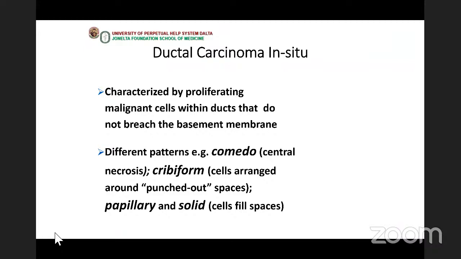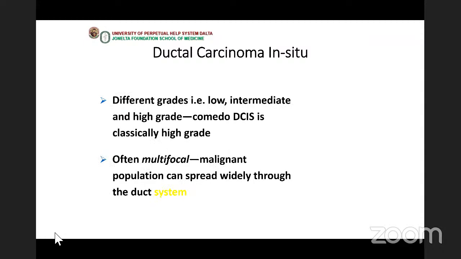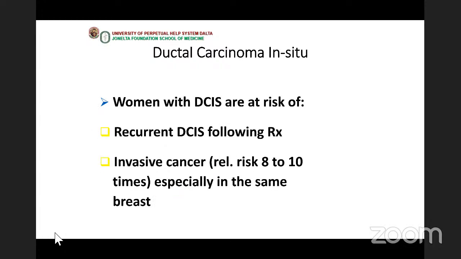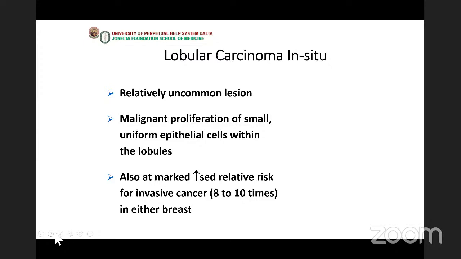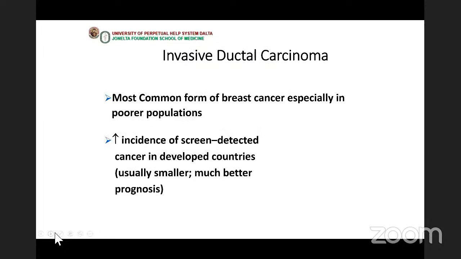Nipple discharge or dimpling of the skin would be evident in your peau d'orange, or ulceration or inflammation due to intraductal spread to the nipple. So that's your Paget's disease of the nipple. How does it present? There's tethering of the skin, there's nipple retraction, there's axillary mass, and your metastasis is to the lung, brain, and bone, invasive ductal carcinoma.